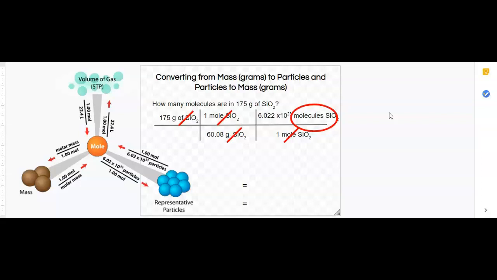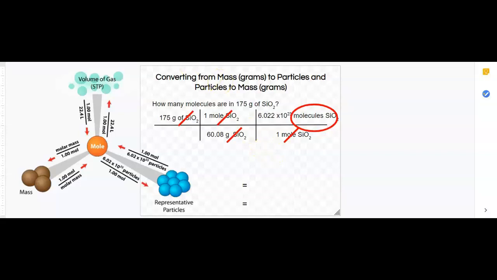open parentheses, 175 times 6.02, use your exponent, your EE key, 23rd, close your parentheses, and then divided by, open another set of parentheses, 60.08, close parentheses. You should get a really interesting little answer here. I got an answer of 1.75 times 10 to the 24th molecules.